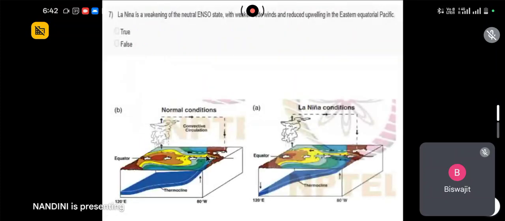Now the next question. La Nina is a weakening of the neutral ENSO state with weaker trade winds and reduced upwelling in the eastern equatorial Pacific. True or false? So, what is El Nino and La Nina? What is ENSO and all these things? You should know.